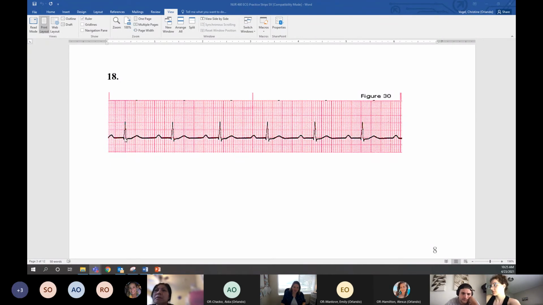We've got a P before every QRS. The QRSs are nice and narrow. We don't have any ventricular issues, but that PR interval is long. It's longer than 0.20. So remember to use that trick and find one of those P waves that starts on a line. So this one starts right here on this big box, and you can see the PR interval is longer than one big box. So this is a sinus rhythm with a first degree AV block. Nice job.